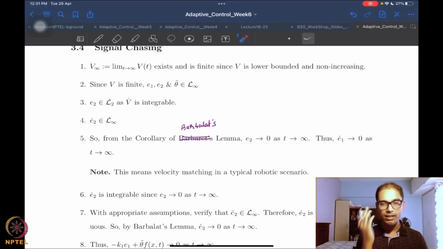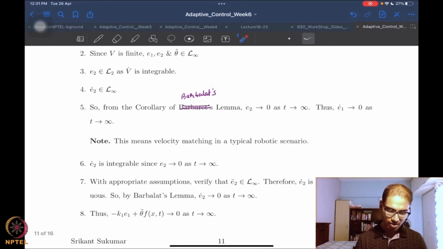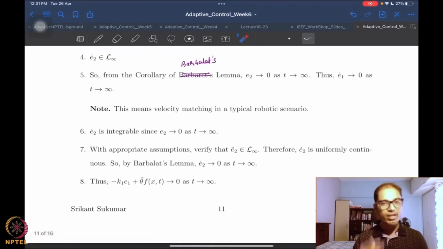So we get, in the context of mechanical systems, a velocity. So we obtain a velocity track. Of course, E2 is the same as E1 dot. Therefore, the derivative of E1 also goes to 0. So essentially, velocity tracking happens, or velocity matching in a robotics scenario. Now we do similar steps as before. Now that we have proved E2 goes to 0, we will try to prove that E2 dot also goes to 0. These are again standard steps.